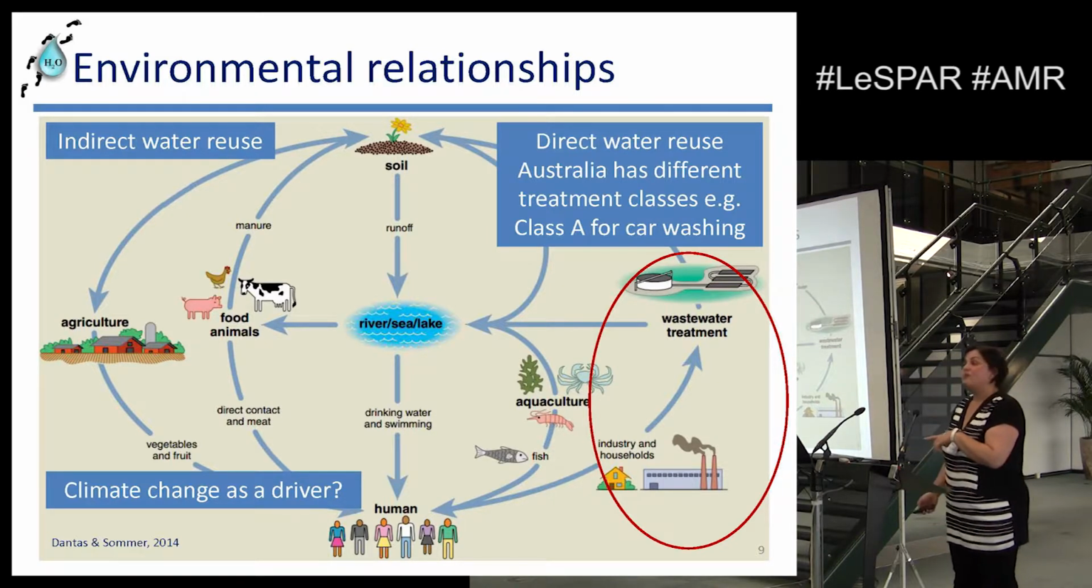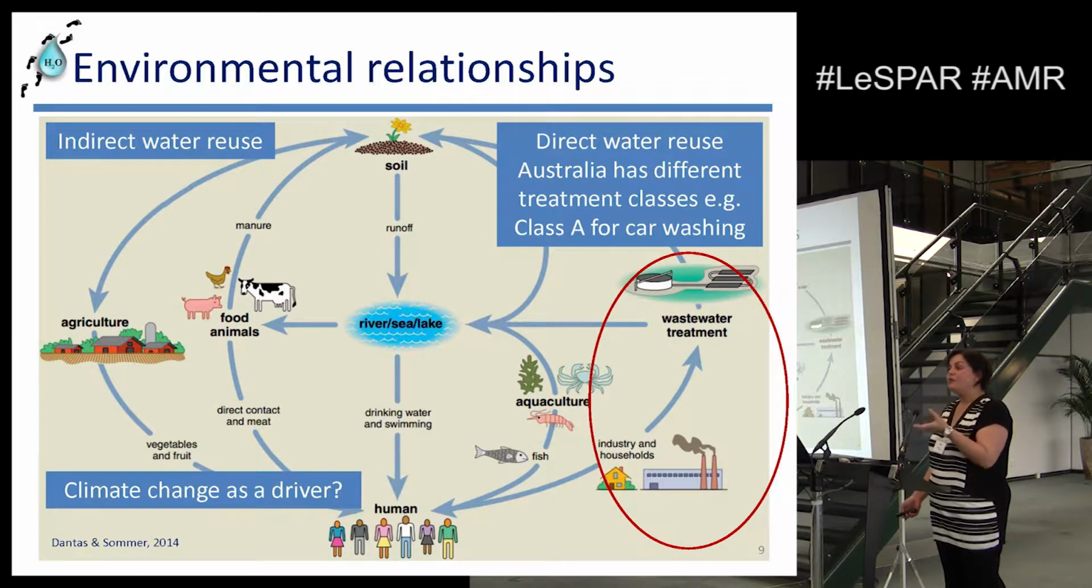So if you take this as an example, normally we will have indirect water reuse. What that means is it will go through an environmental compartment. So if you have your industry or household, it goes to a wastewater treatment plant, the aqueous phase will go to a river, and then it will go usually to a drinking water treatment plant or you'll bathe in it. That's indirect.